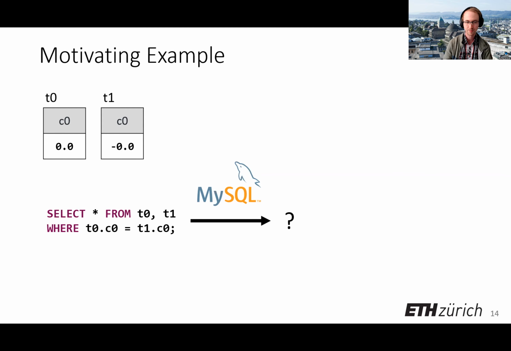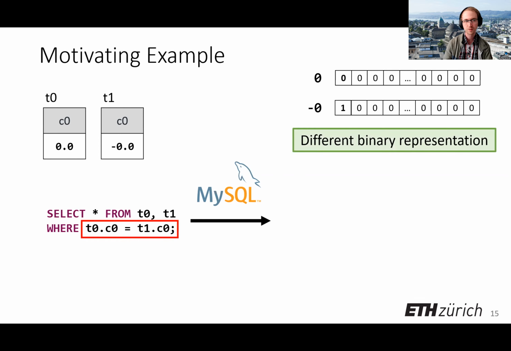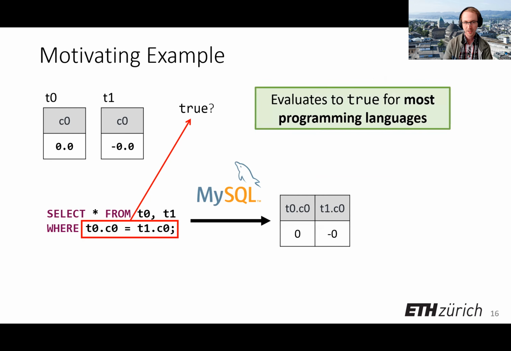Now, what's the expected output here? I would argue that it's disputable whether the predicate here should evaluate to true or false, because we could, for example, look at the binary representation of these two floating point numbers to realize that the sign bit differs. Based on this, it would make sense that the equality operator evaluates to false, and MySQL would return an empty result. But most programming languages such as Java, C, and so on, actually define the semantics that this equality operator should evaluate to true for these values. And in this case, MySQL would fetch a row.